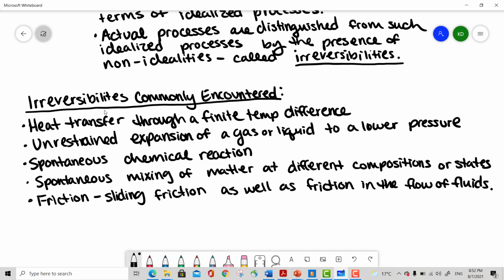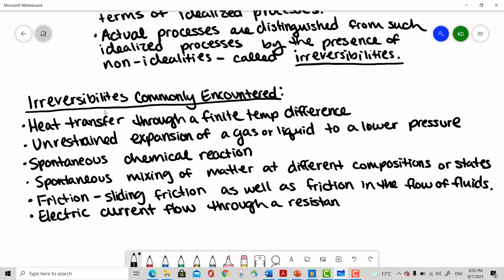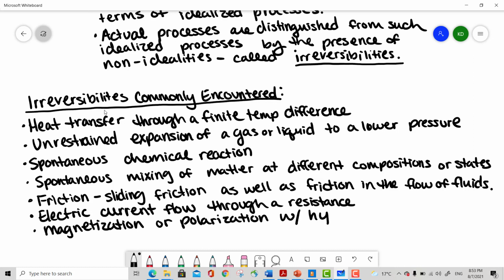And then here's a few more in different situations. So we've got electric current flow through a resistance, or polarization with inelastic deformation.